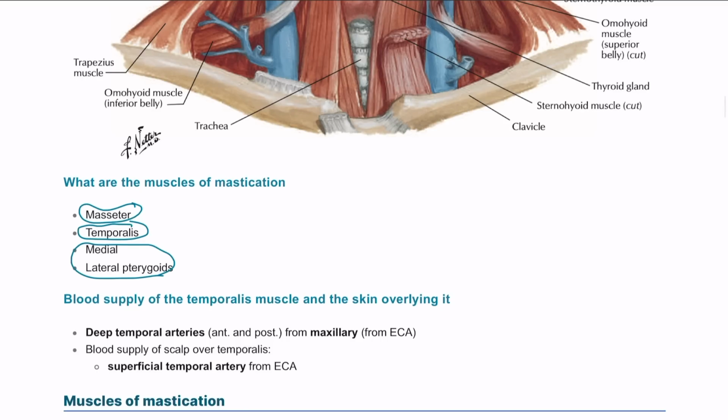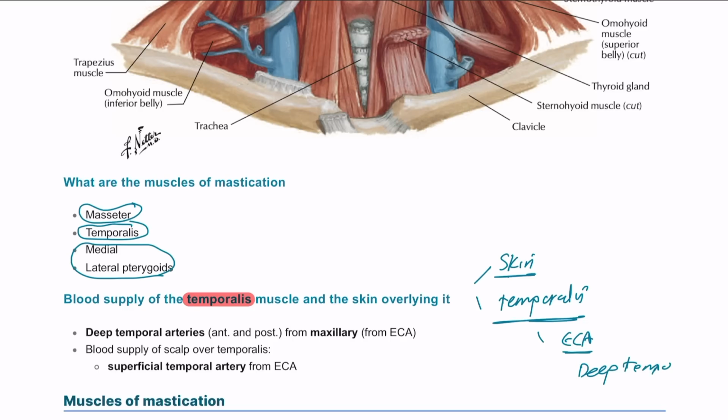What is the blood supply of the temporalis muscle? So very quickly, blood supply. We're going to talk about the skin overlying the temporalis and the temporalis itself. So the temporalis itself will take blood supply from the external carotid artery, through the branch called the deep temporal artery. On the other side, the skin takes from the superficial temporal artery, which is one of the two terminal branches of the external carotid artery.